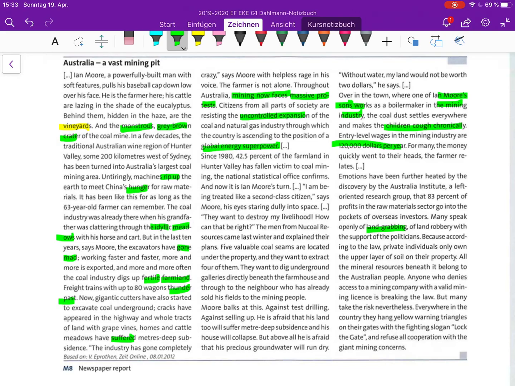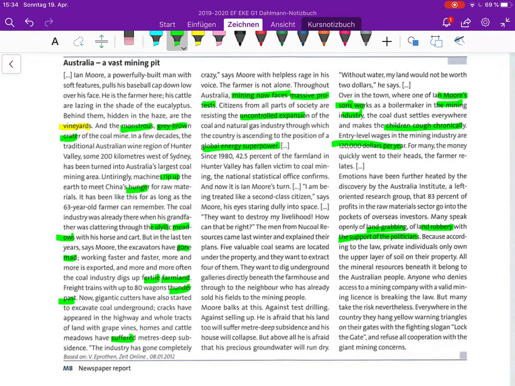Land grabbing is often land robbery with the support of politicians. It's often done in LEDCs, not in MEDCs, not as often. Because according to the law, private individuals only own the upper layer of the soil on their property. All the mineral resources beneath it belong to the Australian people. That's the same as in Germany, not as in the United States. In the United States, everything below you belongs to you.